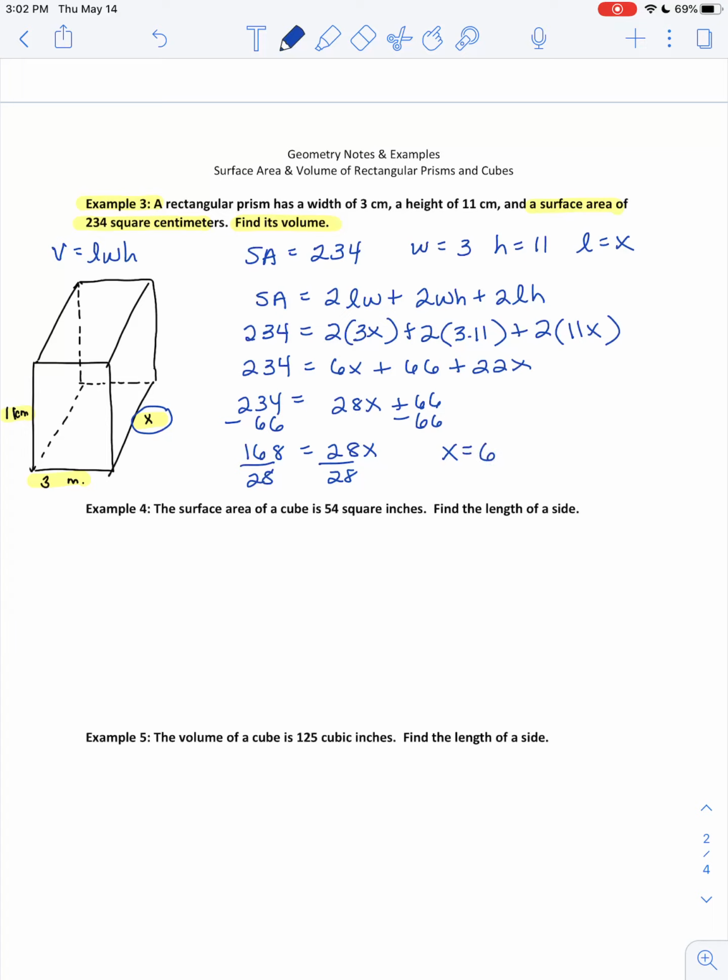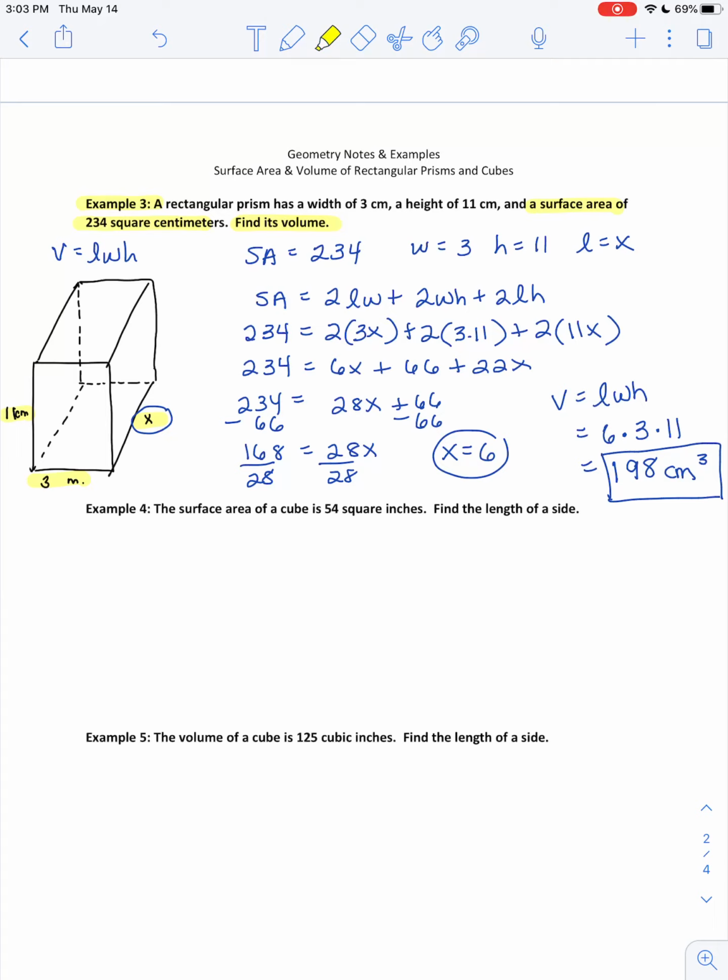We have the length, x equals 6, and now volume is length times width times height. So we can plug that all in. The length now, again, we found was 6. So 6 times the width is 3 times the height, which is 11, and that gives us 198. Units are centimeters. We're looking for volume, so that's cubic centimeters.